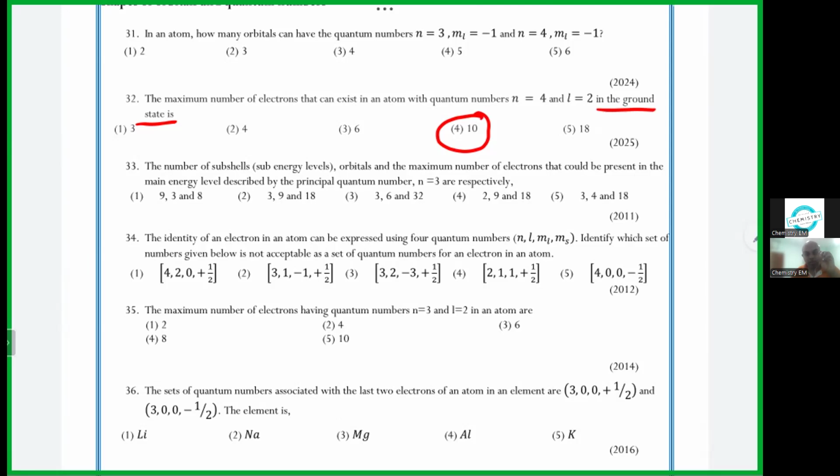Let's check the fifth one. n is equal to 4. Then l values are 0, 1, 2, 3. If it is 0, ml value is 0. Then ms value is minus half. So the first, second, fourth, and fifth are all valid. The third one is invalid because of that ml value. If l is 2, ml values can be minus 2, minus 1, 0, plus 1, and plus 2. So minus 3 cannot be there. So the answer is the third one.